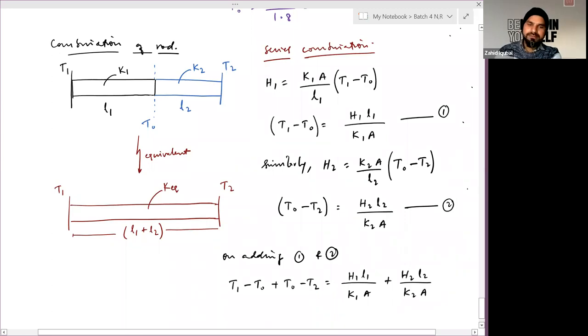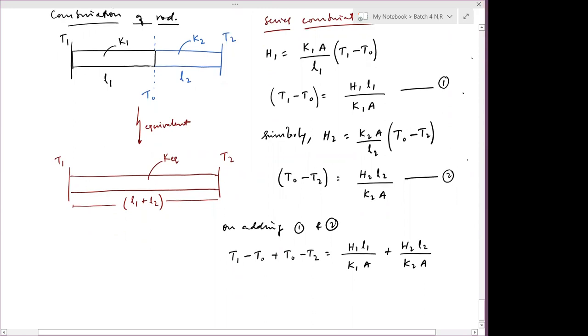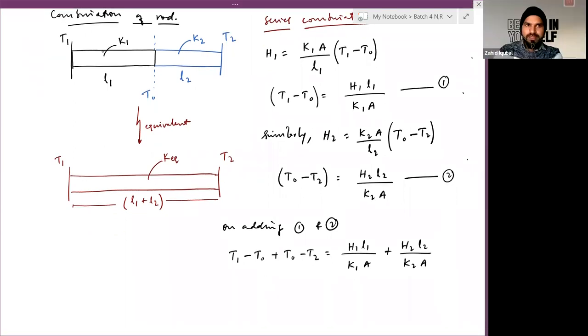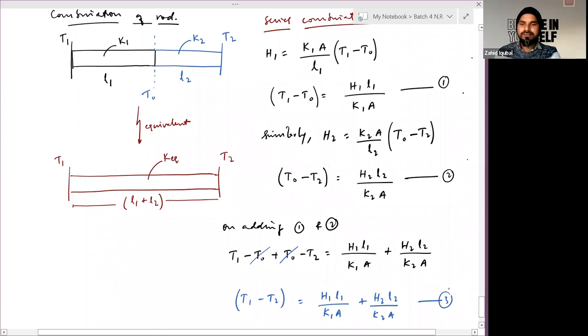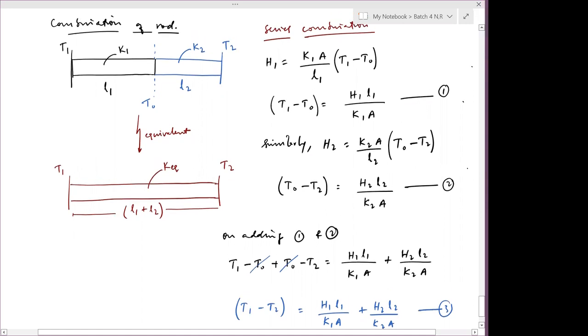Krishna, any doubt? No, sir. Now T0 and T0 will cancel out since this particular is in negative and this term is in positive. So you'll get T1 minus T2 equals to H1 L1 divided by K1 into A plus H2 L2 divided by K2 into A. Let's say this is equation third. Nabila, any doubt? No doubt, sir.